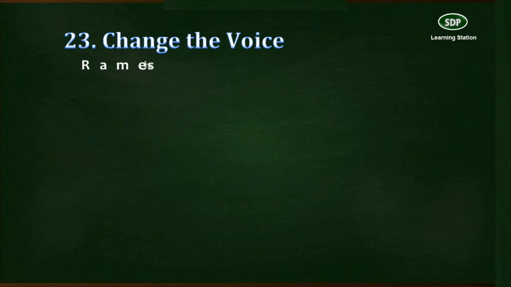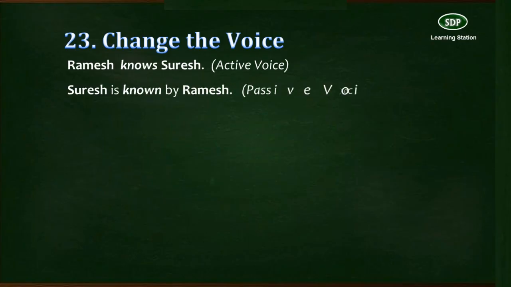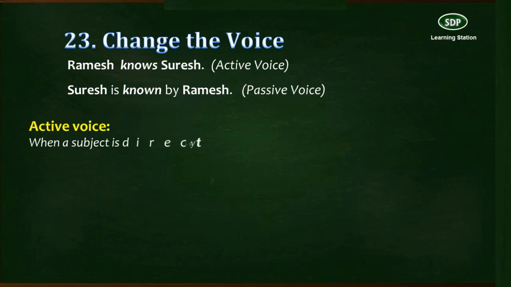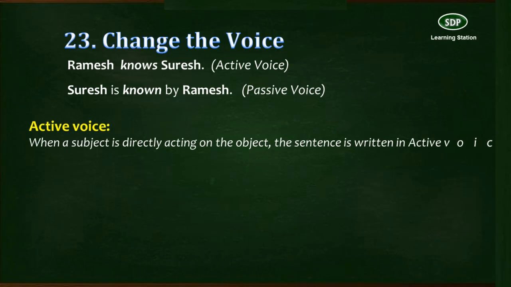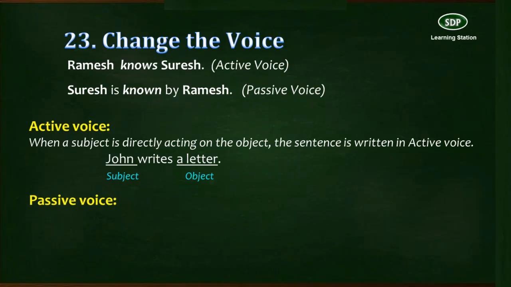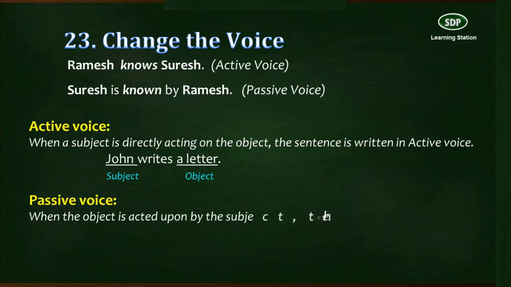Change the voice. Ramesh knows Suresh. This sentence is in active voice. Suresh is known by Ramesh. This sentence is in passive voice. Active voice. When a subject is directly acting on the object, the sentence is written in active voice. For example, John writes a letter. In this sentence, John is a subject. It is actively doing action on an object, a letter.